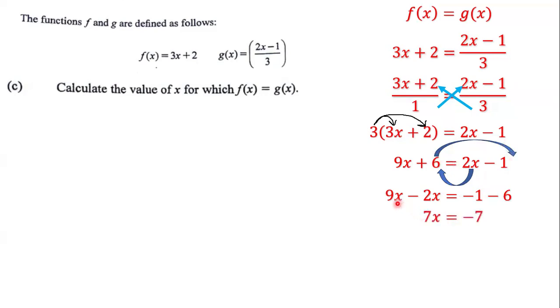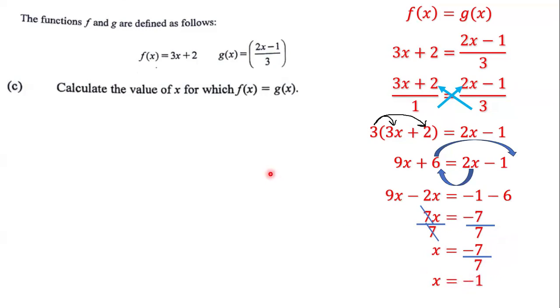And so 9x minus 2x is 7x. Now we have negative 1 minus 6, and negative 1 minus 6 is negative 7. And so we have 7x is equal to negative 7. Next, we divide both sides of this equation by 7. This 7 and this 7 cancel out. So x is equal to negative 7 over 7, and negative 7 over 7 is equal to negative 1. So x is equal to negative 1.